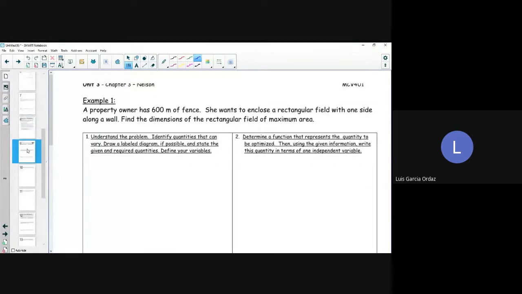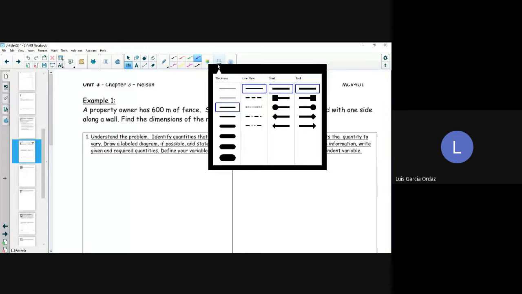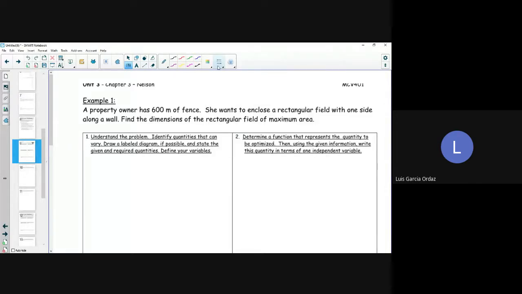So we have our first example over here. A property owner has 600 meters of fence. She wants to enclose a rectangular field with one side along a wall. Find the dimensions of the rectangular field of maximum area.